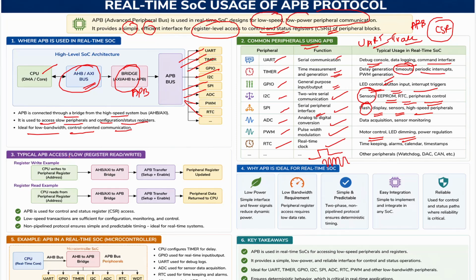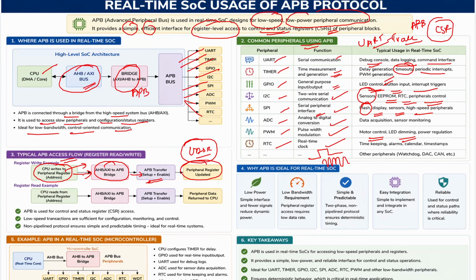This is the typical APB access flow for register read or write operations. See, for the write operation, the CPU wants to write to peripheral registers, that is, write the data into the peripheral device. There is an AXI protocol carrying the data from the CPU and transferring it to APB. It goes through the setup and enable phases, and then peripheral devices like UART get the data from the CPU.